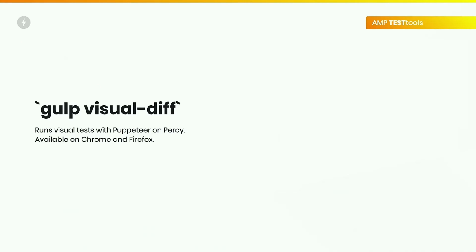Okay. Finally, we've got gulp visual-diff, which runs with Puppeteer on Percy. And Percy only supports the latest version of Chrome and Firefox, so that's why we have that. And in order to get that running locally, just make sure you create your own project on Percy, get the Percy token from those project settings, and then set that to your env variables when you run gulp visual-diff. Note that I think Chrome and Firefox handle animation differently, so it's really important to use both browsers when you run these tests.